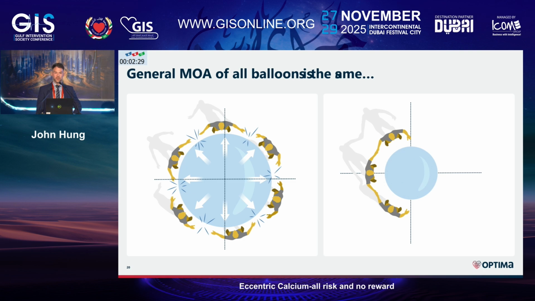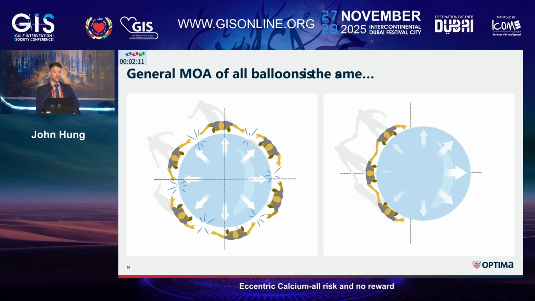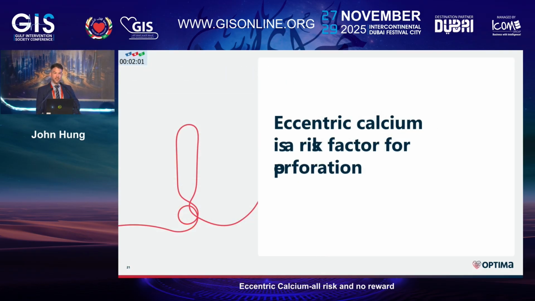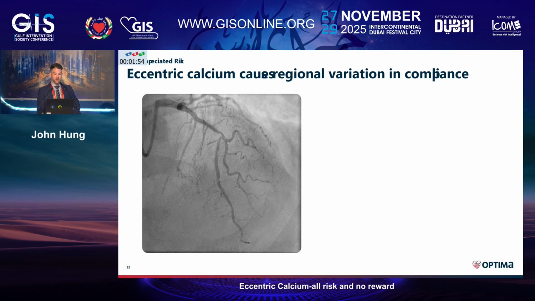But eccentric calcium, of course, is different. The hands are only joined on one side, and there is little resistance on the opposite side. And so when an NC balloon is inflated in this situation, in an undifferentiated way, the force is pushed out in all directions. And of course, the hands don't break, because the path of least resistance is on the opposite side, and the balloon will expand away. So this really makes eccentric calcium a risk factor for perforation. And perhaps this is a risk that we probably underappreciate.